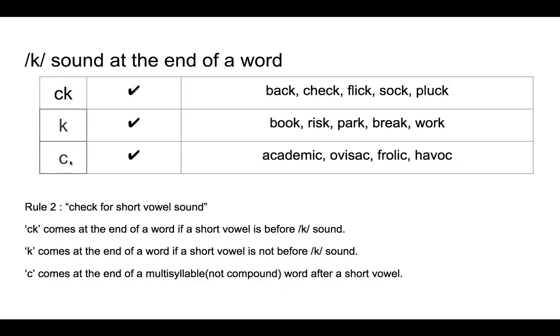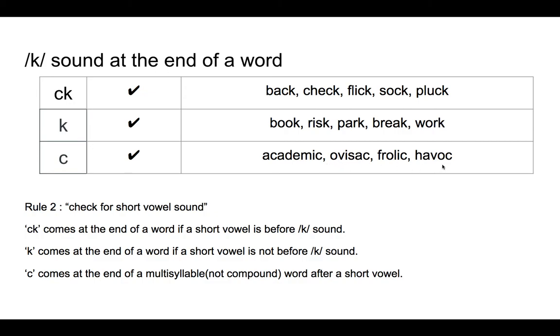The letter C at the end of a word is not so common when compared to these two, but it comes at the end of a multisyllable word and after a short vowel sound. In these cases: academic, havoc, frolic, all these are multisyllable words.